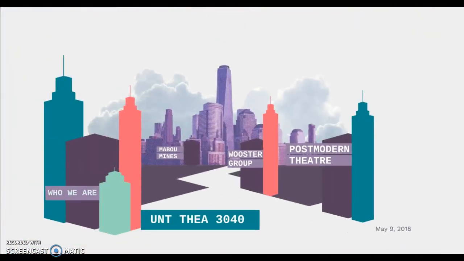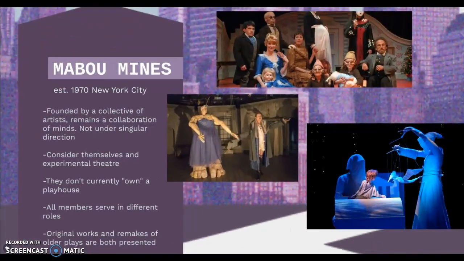Moving on, we're going to take a look at Malibu Mines. This group, also in New York City, was established in 1970. Something that sets them apart from Wooster Group is they're founded by a collective of artists, and it remains a collaboration of minds. So there's not one single director, there's not a single founder. It constantly makes up about 8 to 16 people who all get to have a say in things. They all direct. They also consider themselves an experimental theater, as you can see again by the pictures here.